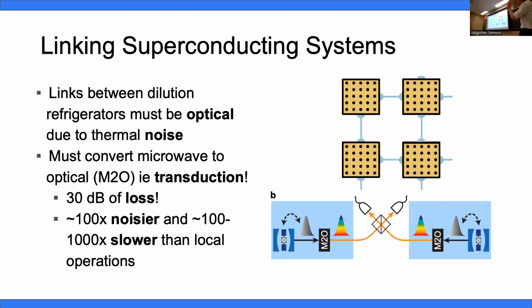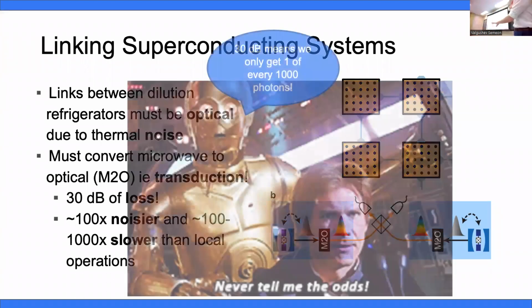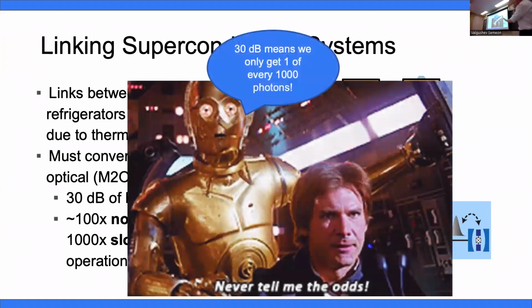How are we ever going to surmount this? I just want to meditate on this. Like 30 dB of loss is sort of like 1 in 1,000 photons makes it through. So we fire 1,000 photons, 999 of them die. And here we are, we're only getting 1 out of every 1,000. Somehow we're still going to do it anyways. So that's the attitude we need to have here to make this work.